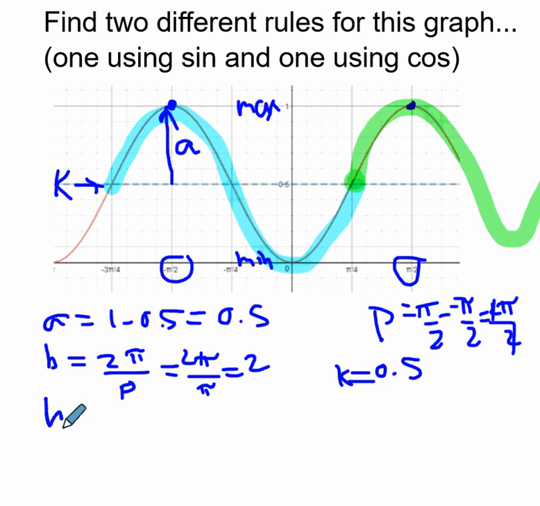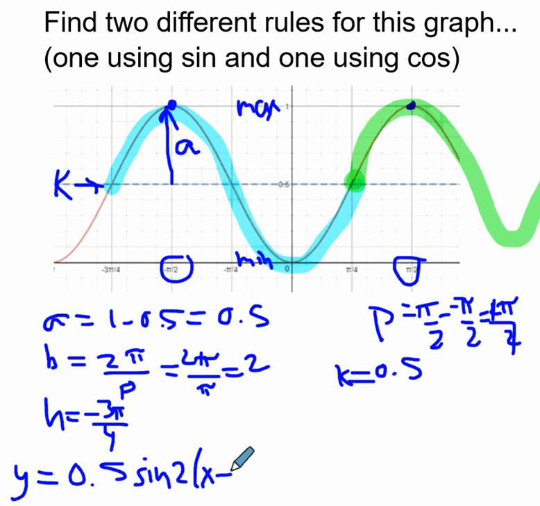If my h here is negative 3 pi over 4, then my rule will be y is equal to 0.5 sine of 2, my b is 2, x minus 3 pi over 4, so plus 3 pi over 4, and then plus your k, which is 0.5. So that would be your rule in sine.